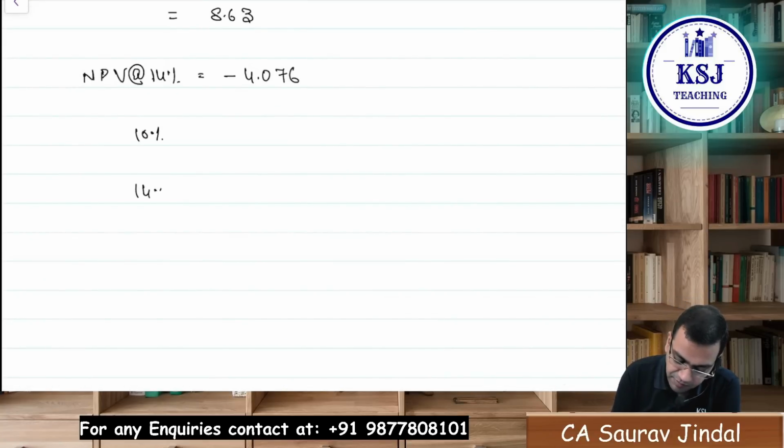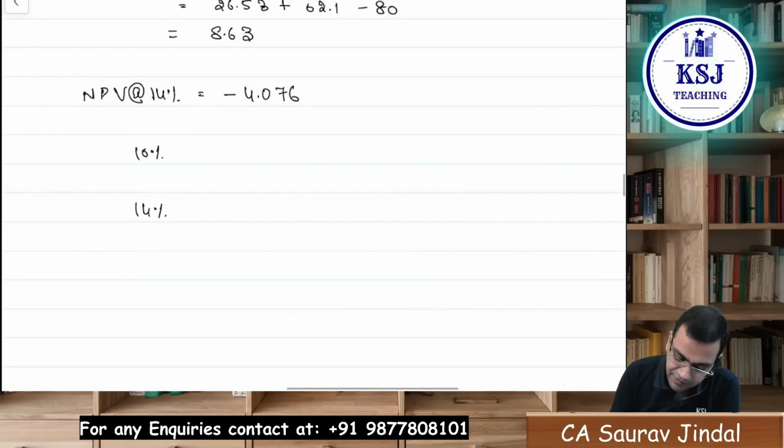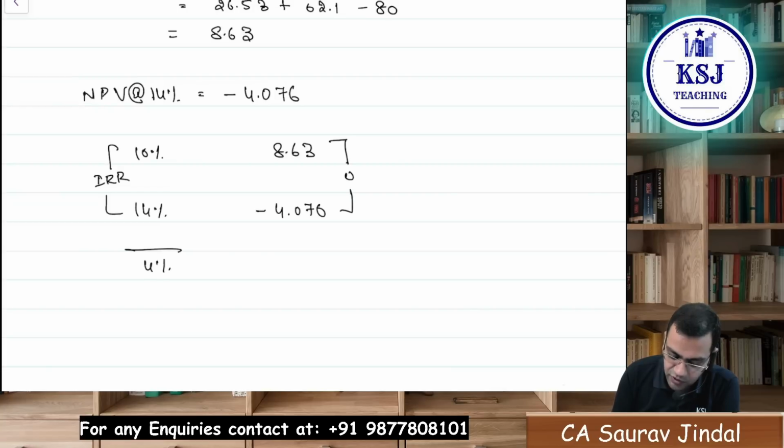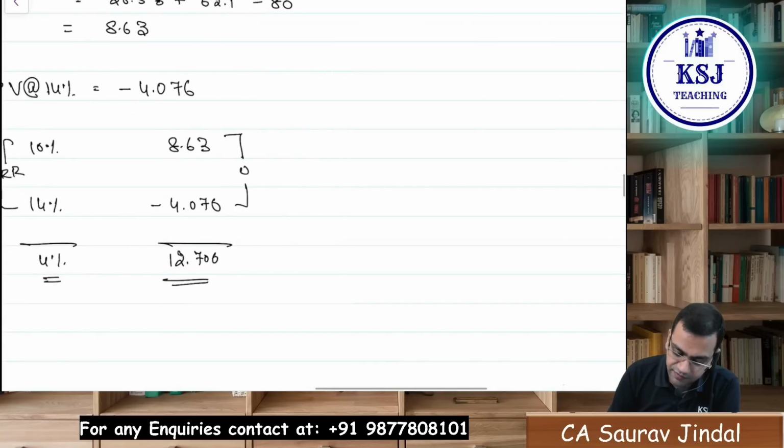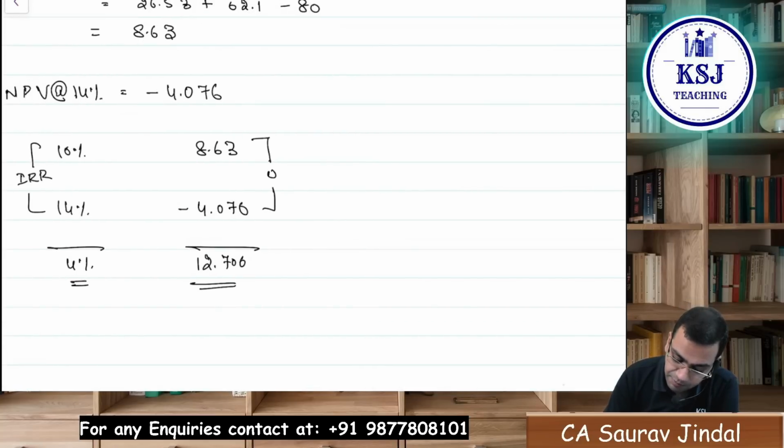10%, 14%. At 10%, your NPV is 8.63. At 14%, it is minus 4.076. We need the IRR somewhere between this, where the NPV will be 0. For a change of 4%, what is the change here? 8.63 plus 4.076, that is 12.706. Now if we change the NPV by 12.706, the change in percentage is 4%.